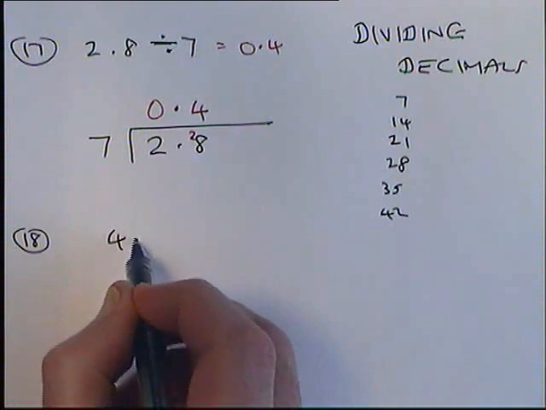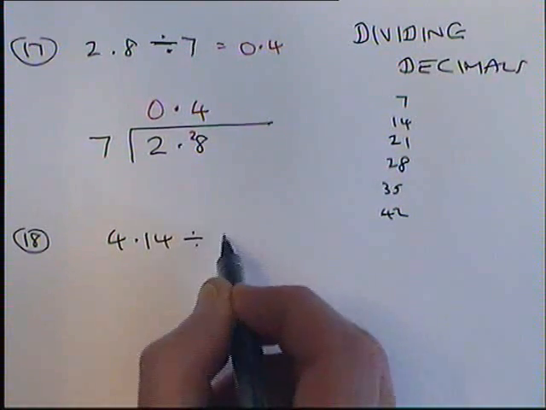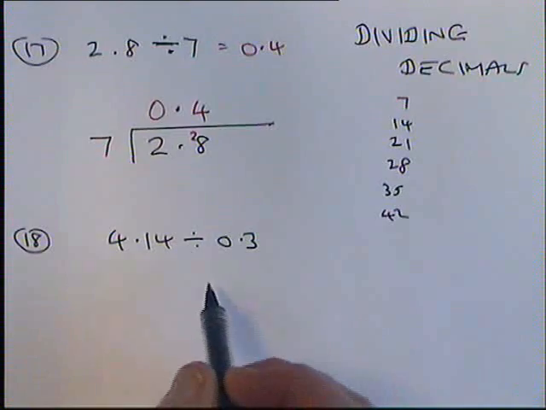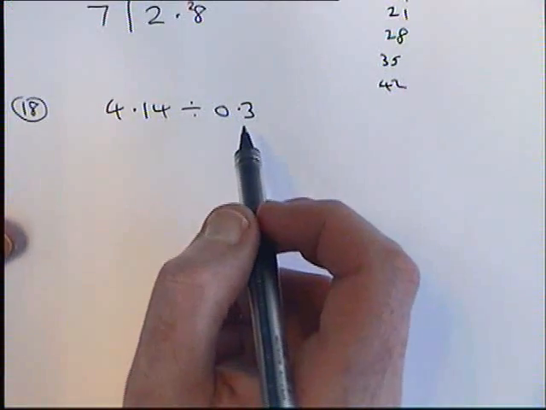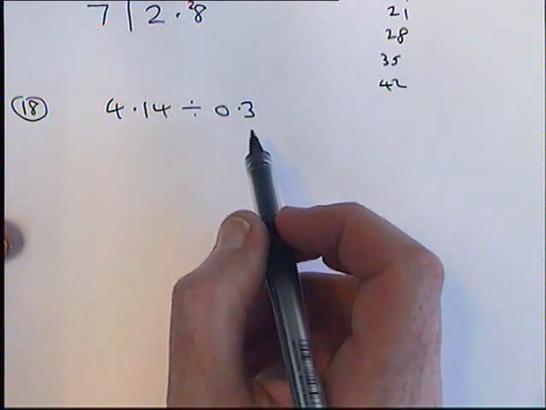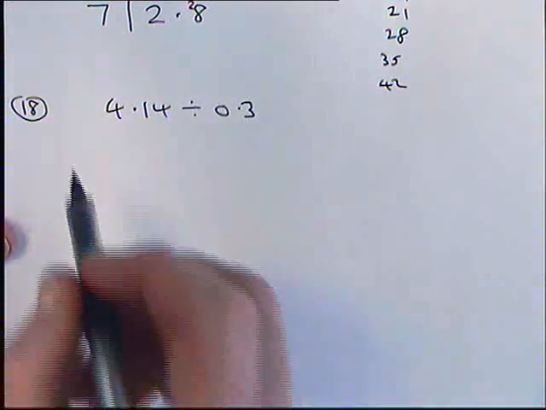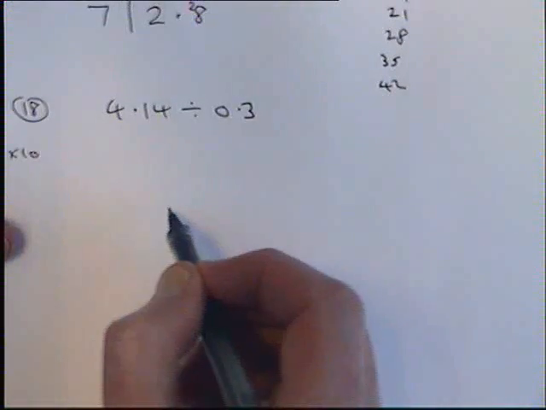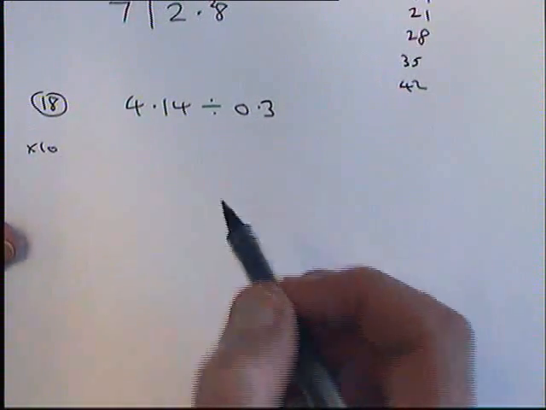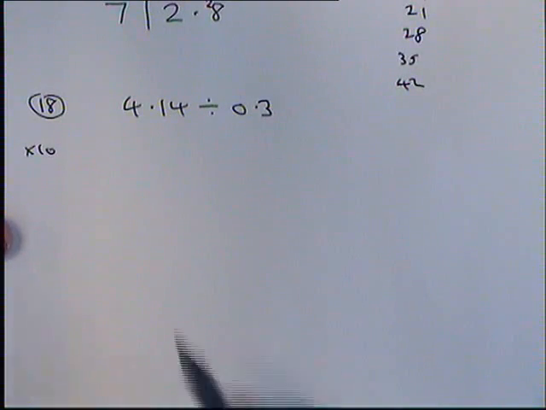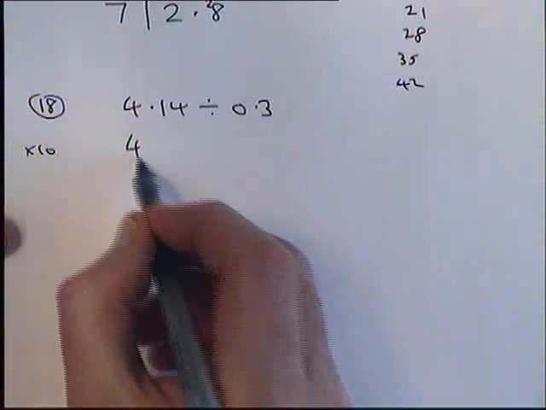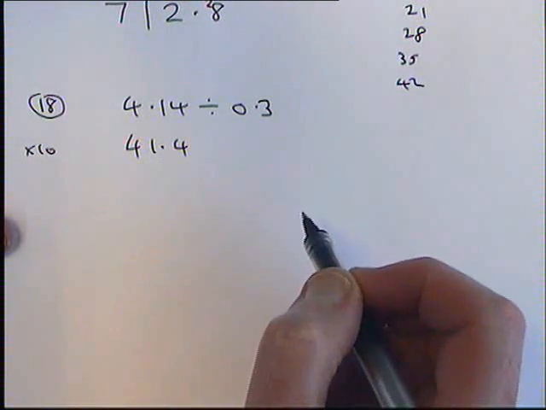But the next question I'm going to do, 4.14 divided by 0.3, I'm not dividing by a whole number anymore. I'm dividing now by a decimal number. And you can't really do these very easily. So what you do is this. You times both numbers by 10. And it's 10 because decimal points and decimal places, tens and hundreds are important. So I'm timesing this number by 10. That will make it 41.4.